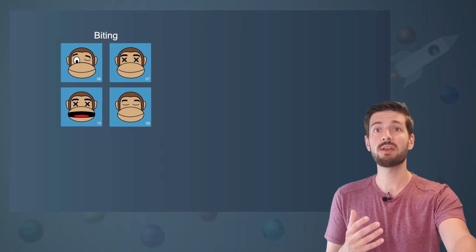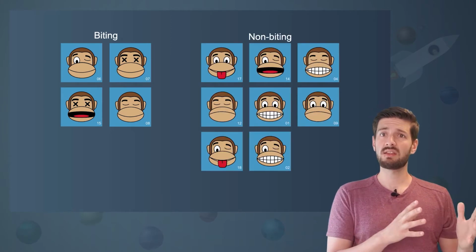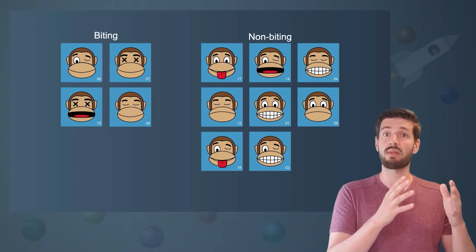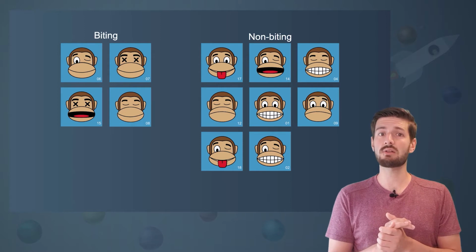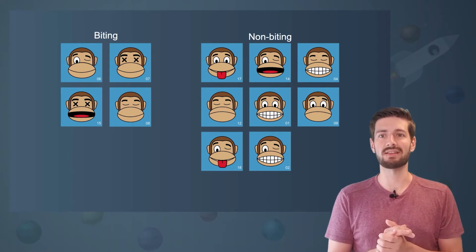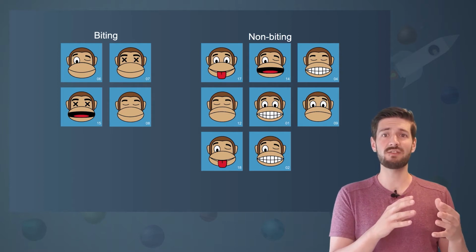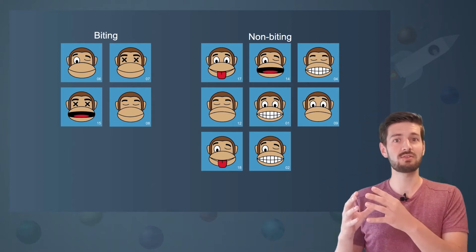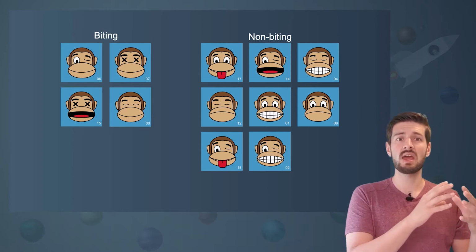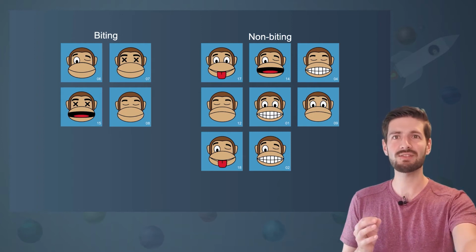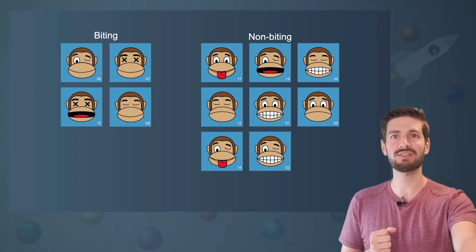So what we have here is a set of monkeys for which we know whether they bite or they do not bite. The monkeys differ in certain characteristics, we call those features, such as whether they show their tongue, how many eyes are open, or the shape of their eyes. Now it's our job to find a set of rules based on the monkey's features which help us to determine whether new monkeys arriving at the zoo are biting or not. You can now pause the video and try to find those rules by yourself.